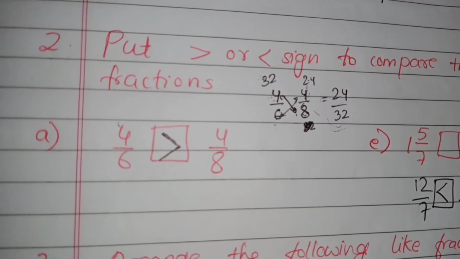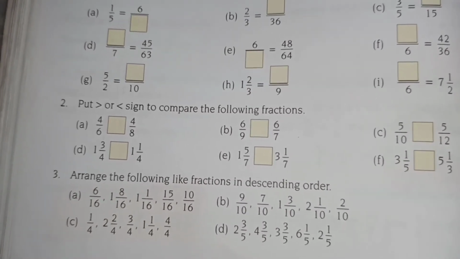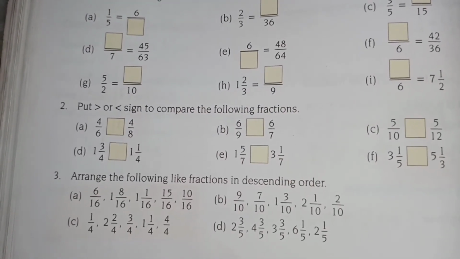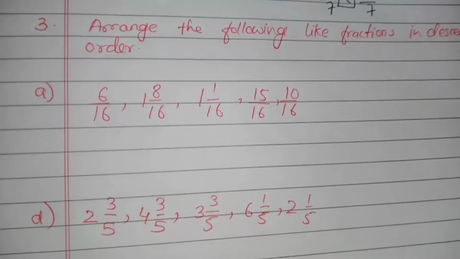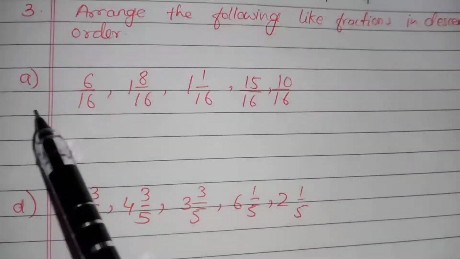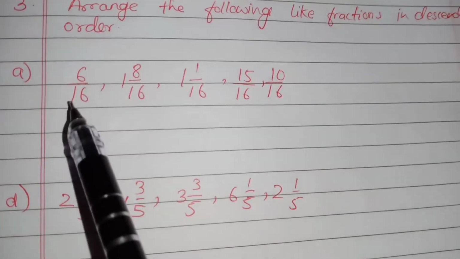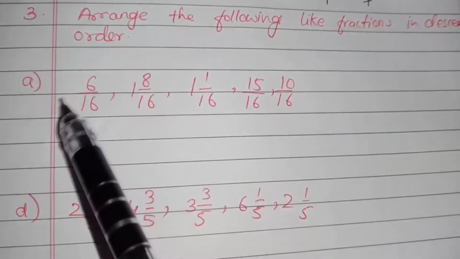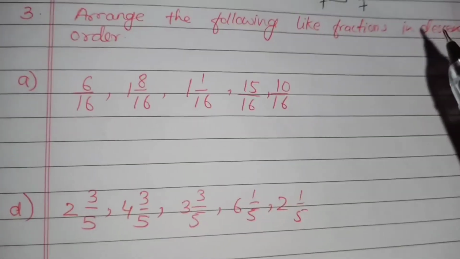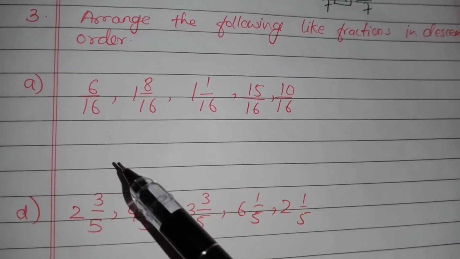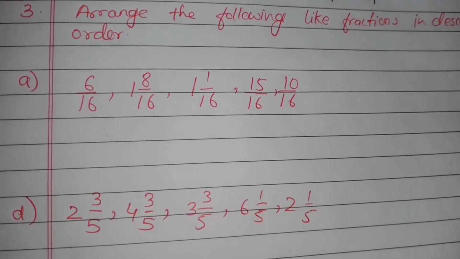Now let us see question number 3. Question number 3 is: arrange the following like fractions in descending order. So now what is a like fraction and what is an unlike fraction? First I will teach you that. Like fraction means your denominator will be the same. See here, the denominator is the same, 5 5 5 5. Here 16 16 16. Like fraction means the denominator will be the same, the numerator can be any number. Unlike fraction means your denominator will not be the same, which we will do in question number 4.